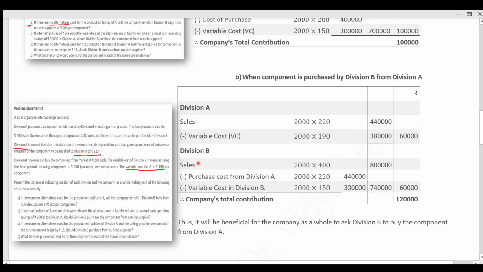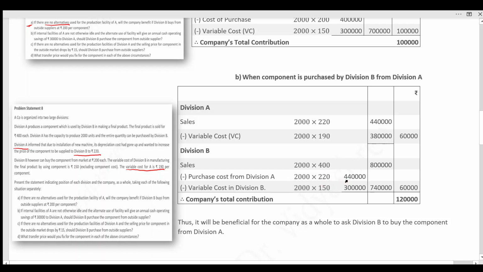The next thing is, let's calculate in the same way the profit for division B. We'll take the sales. Same thing, it is just purchasing from division A and converting it into the final product, selling it to the outside market at rupees 400. So 2000 units into 400, you get the sales. So you deduct the purchase cost as well as the variable cost. Here it is purchasing from division A itself, so it is purchasing for rupees 220.